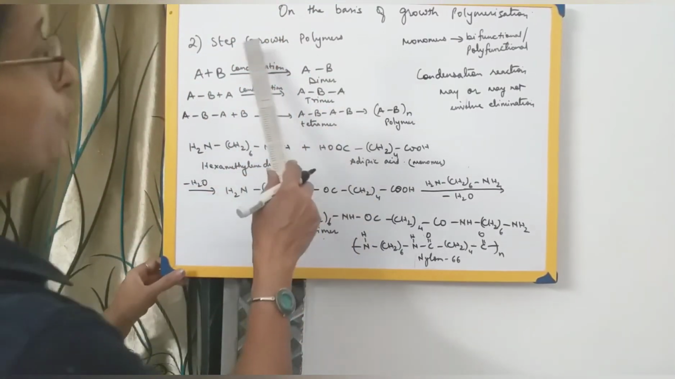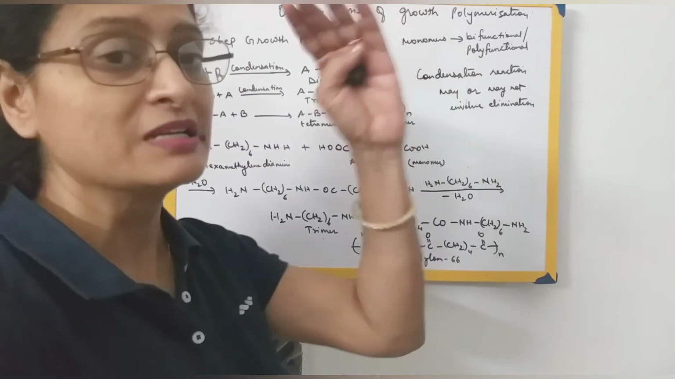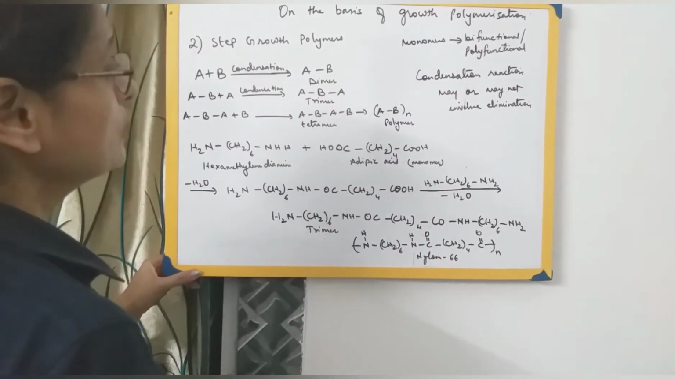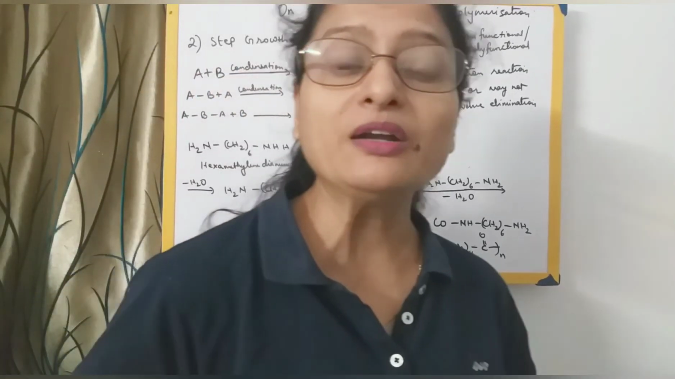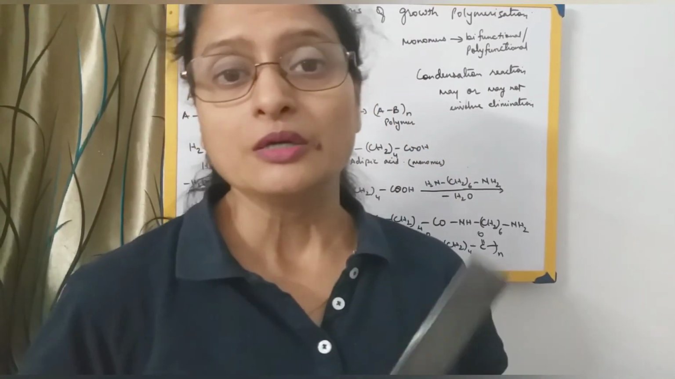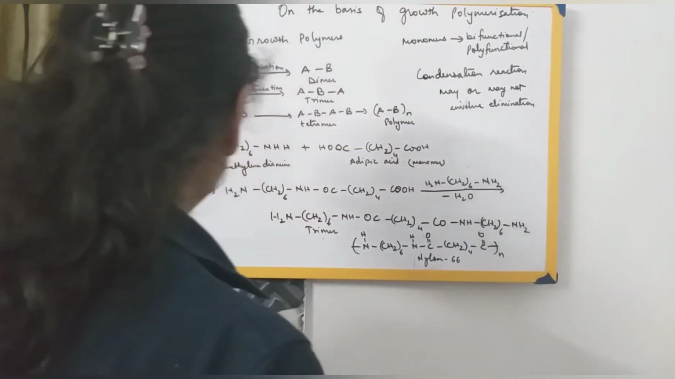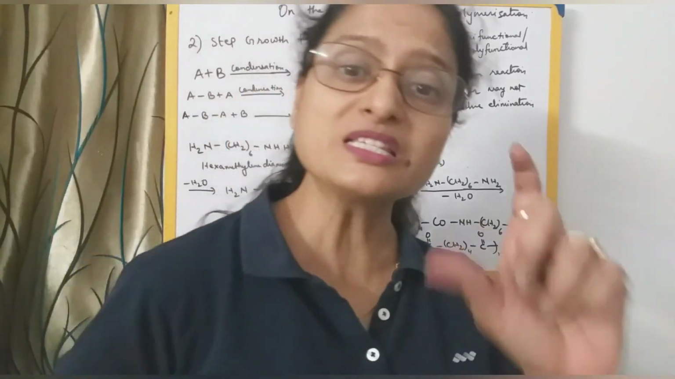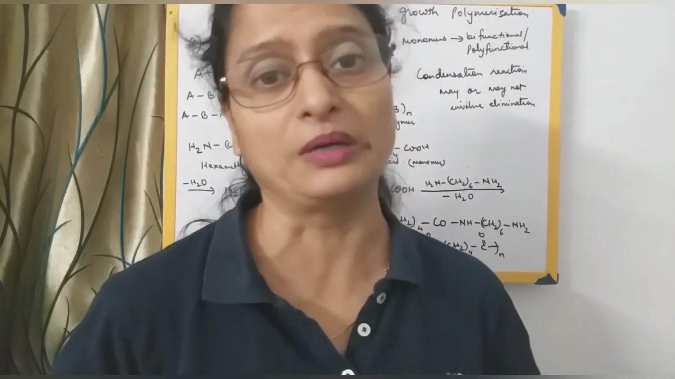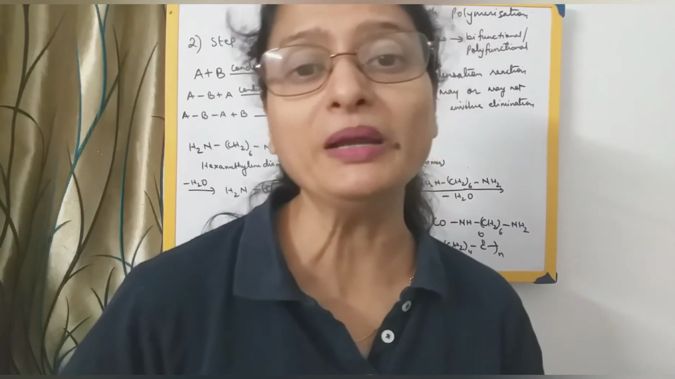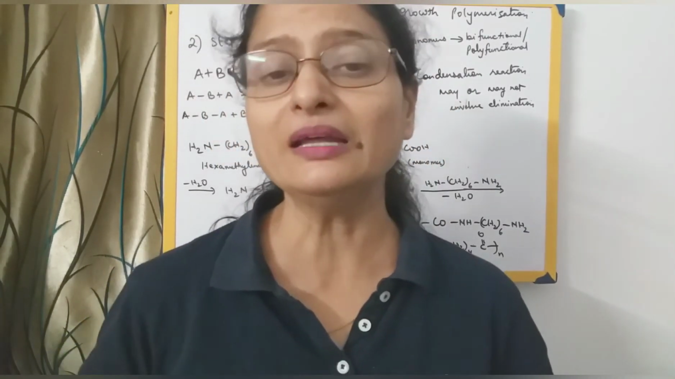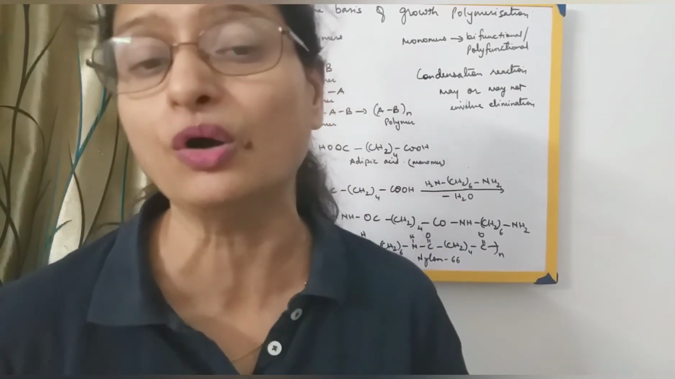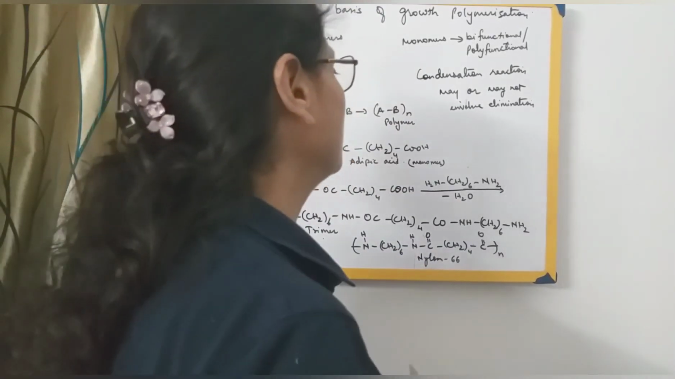And because this process takes place in a stepwise manner, in several steps, we call these step growth polymers. So what happens? One monomer reacts with another monomer. Two monomers come together, so it forms a dimer. This dimer now reacts with another monomer, so we will be forming the trimer. This trimer will again react with another monomer forming the tetramer, and in this way the process goes on. It leads to the formation of a polymer.